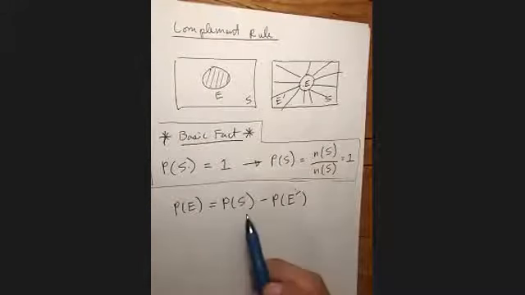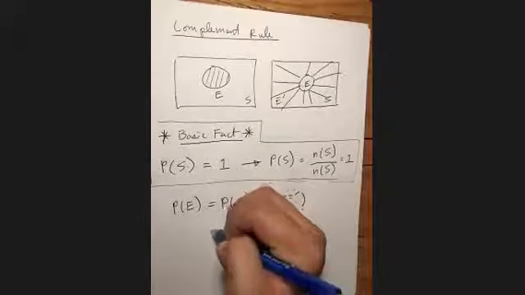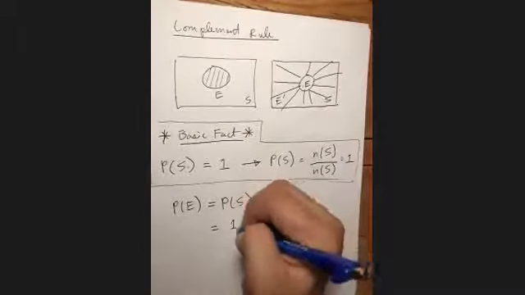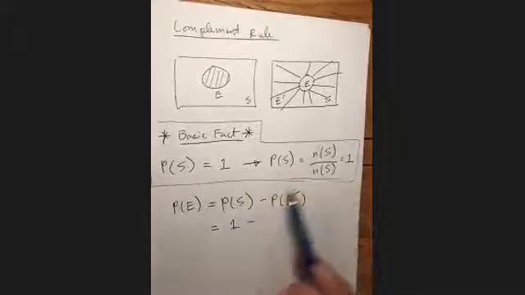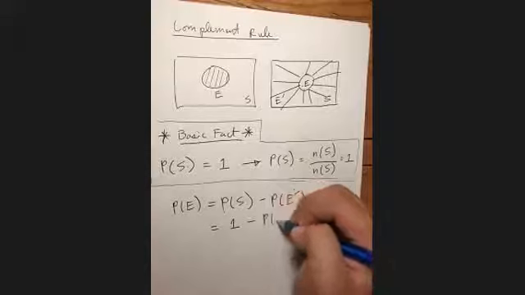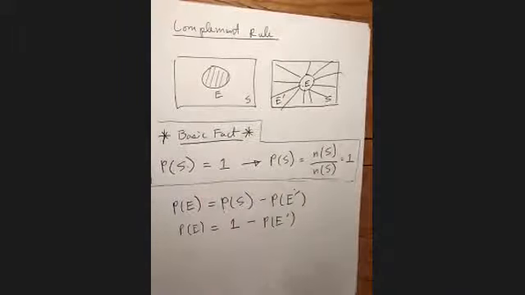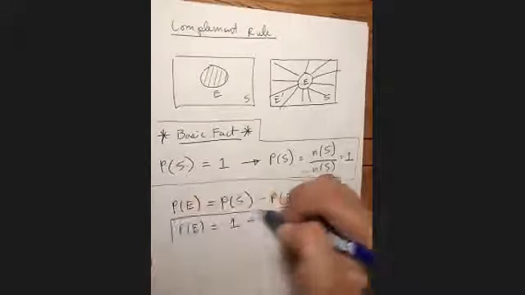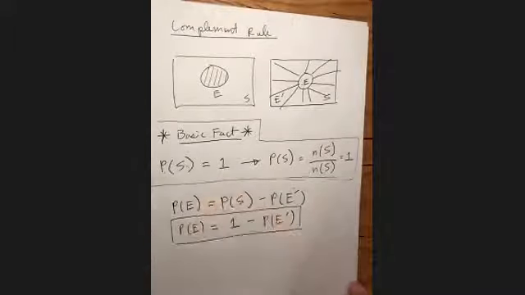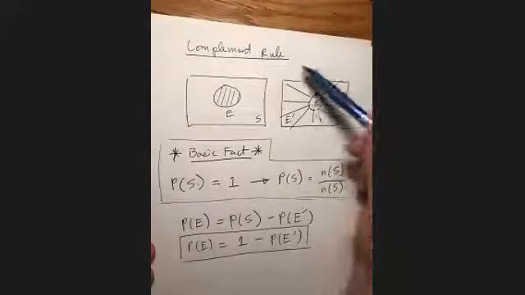So to see that this is equivalent, let's first simplify this and say we know what the probability of S is. We showed up here that it's 1. So this really boils down to the probability of E is equal to 1 minus the probability of its complement. Now we can see that up here.